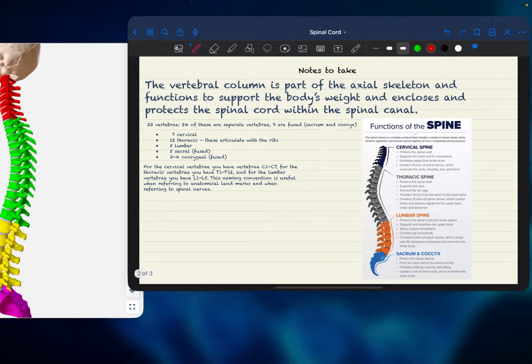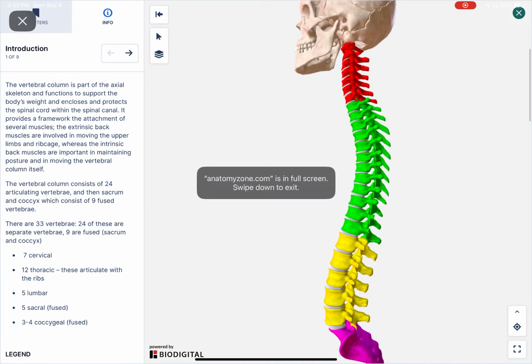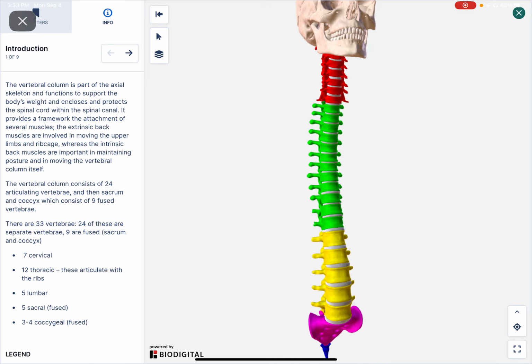So let's go to our 3D model, which is powered by BioDigital. So here we get a better picture of what the spinal cord is, and the different parts of the spinal cord and how they are labeled. So we have the red, and you're guessing what is that?